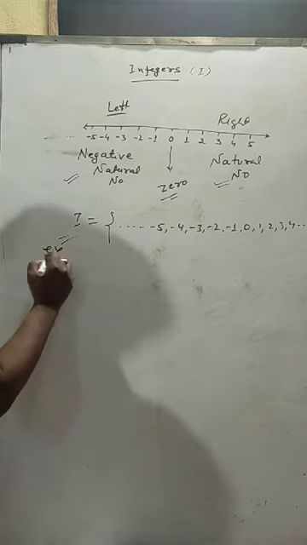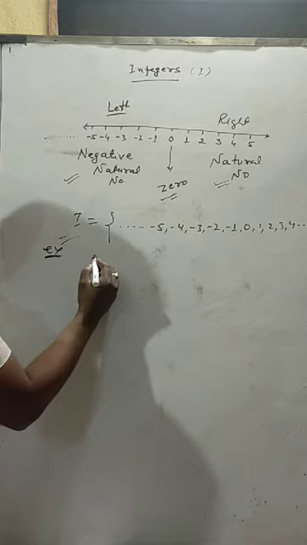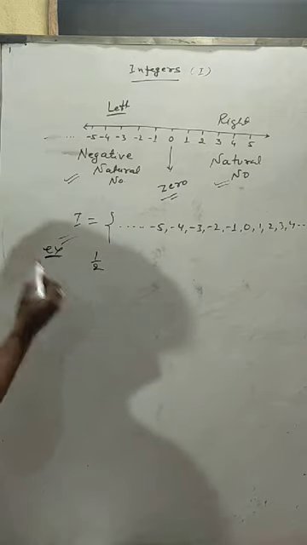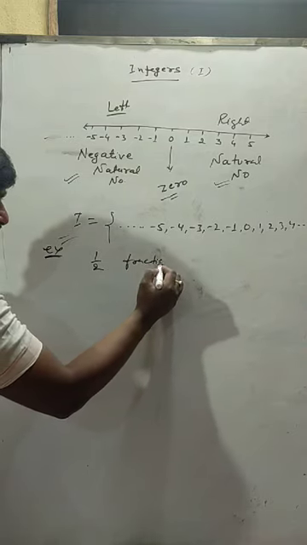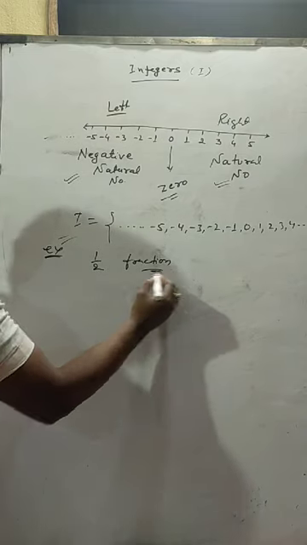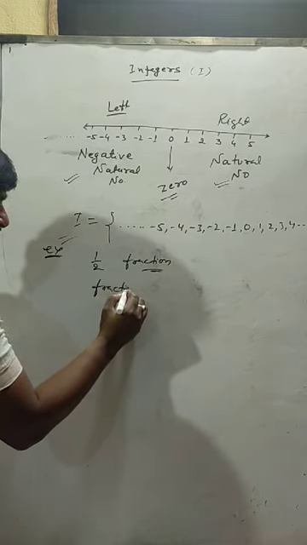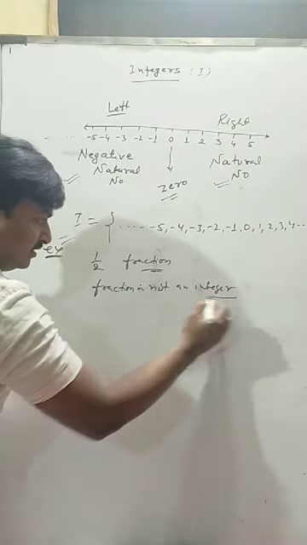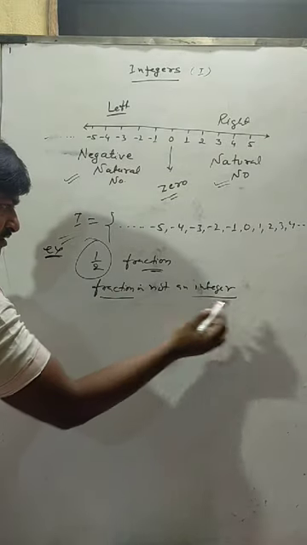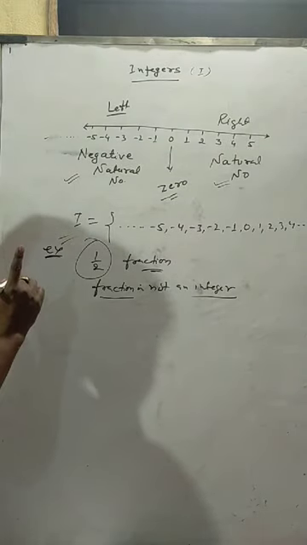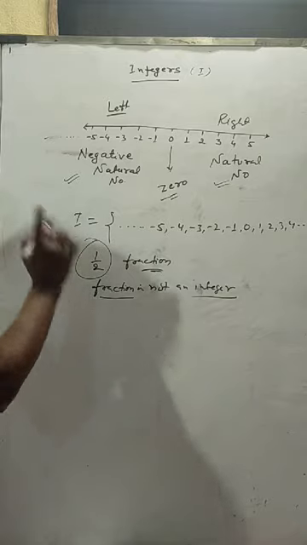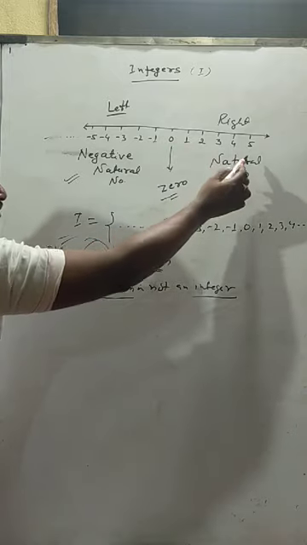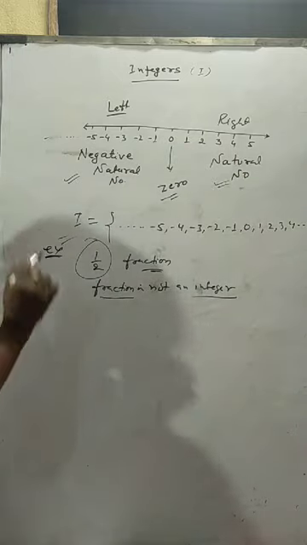See example: 1 by 2. This is a fraction, and a fraction is not an integer. So keep it in your mind, integers are only whole numbers. Whole numbers means this side whole numbers, negative natural numbers, all these are integers.